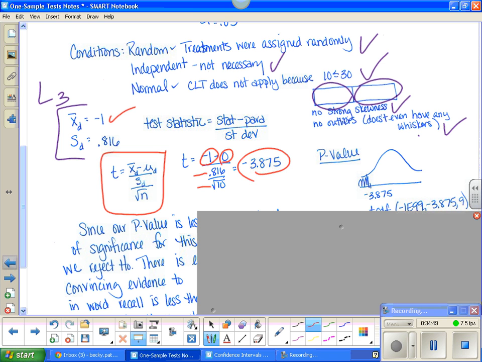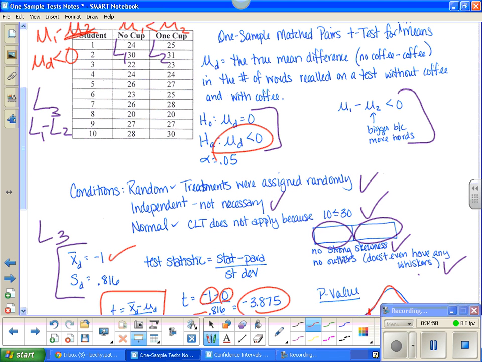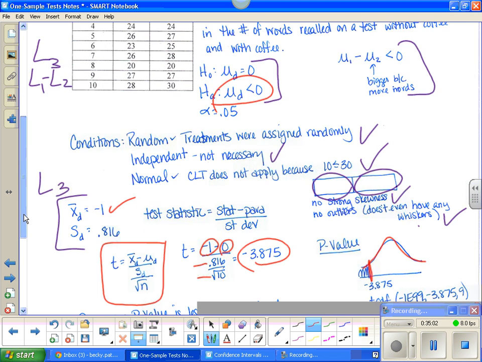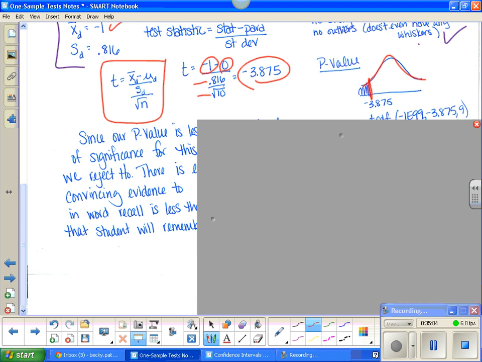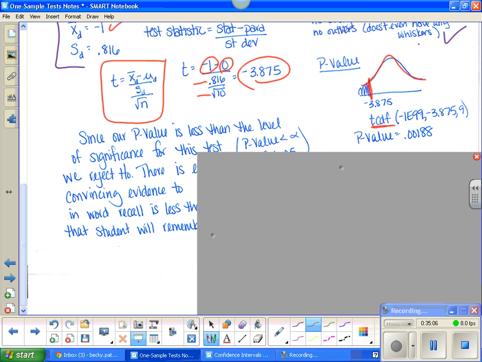Okay, so I come over here. He's negative. Does that make sense? Yes. Aren't we left-tailed? Okay. So left-tailed, and I use tcdf because it's means. So negative infinity to him, and who is he? Degrees of freedom, 10 minus 1. And I got my p-value, which is tiny.